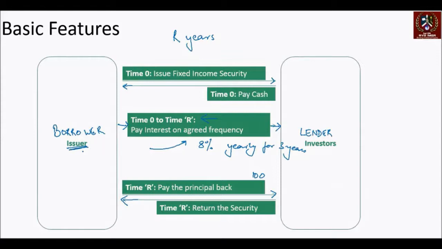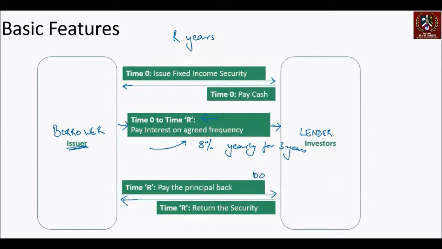The security is given back by the investor to the issuer or the borrower in lieu of the principal being repaid back. That's the basic feature of a fixed income security or a bond. This is exactly the same as a loan where the borrower could be a company and the investor or lender could be a bank. The bank gives money, the borrower keeps paying interest at a regular frequency and then eventually pays the principal back.